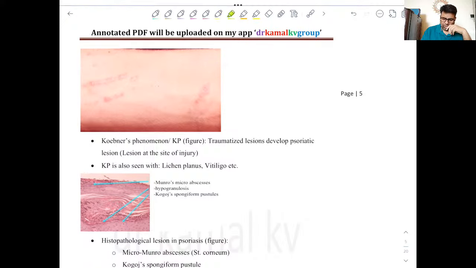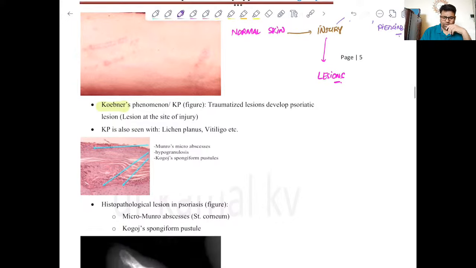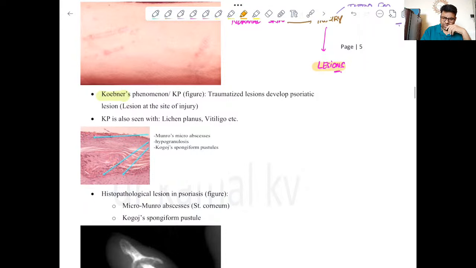Then there is Koebner's phenomenon, which states that in normal skin, if there is any injury, it will develop lesions. Right? So this is Koebner's phenomenon. Injury can be in the form of a tattoo or ear piercing, and that will all lead to lesions. If we are discussing psoriasis, it will be psoriatic lesions, right? So traumatized skin areas develop psoriatic lesions.